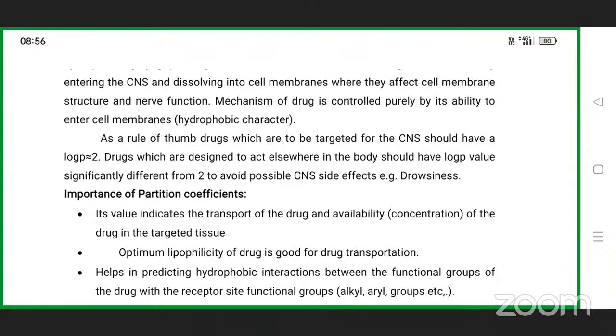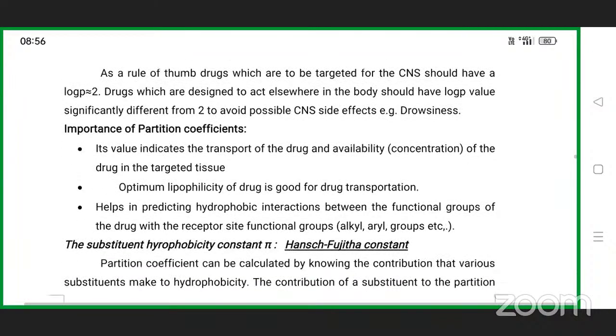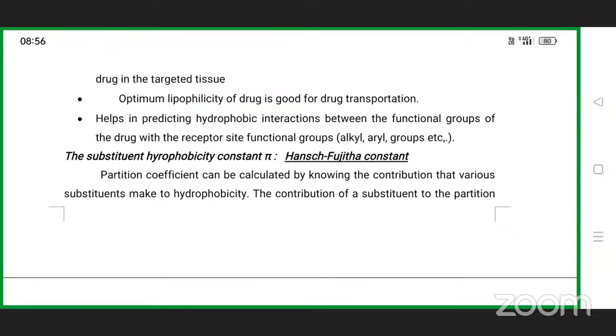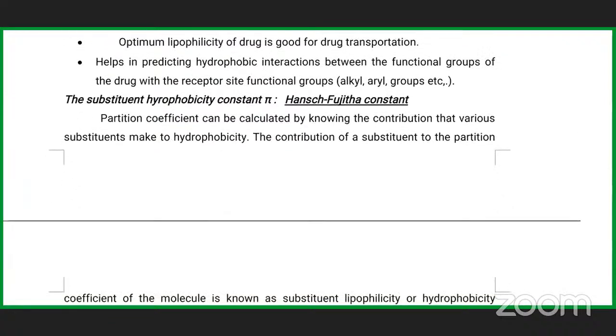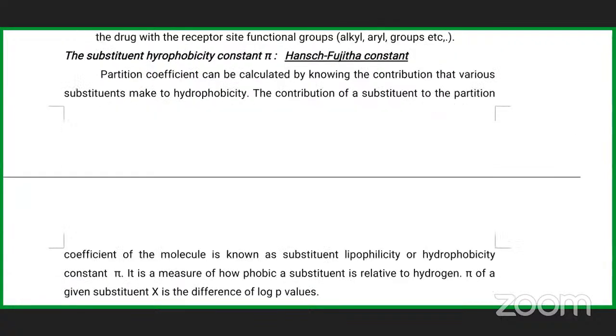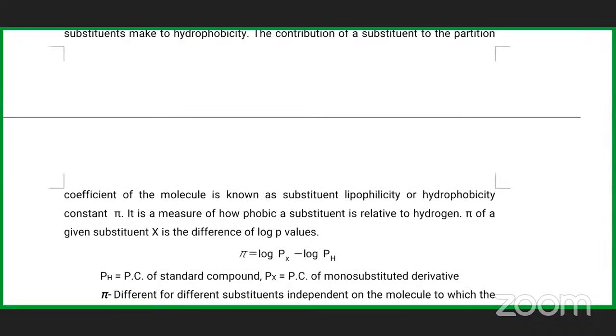Of course, this is the Hansch-Fujita substituent constant. We call this the substituent constant, or the Hansch-Fujita constant. Here the partition coefficient can be calculated by knowing the contributions that various substituents make to hydrophobicity. That contribution of a substituent to the partition coefficient of the molecule is known as the substituent lipophilicity or hydrophobicity constant.